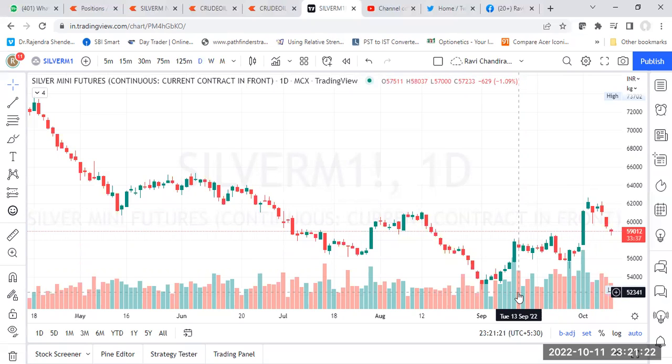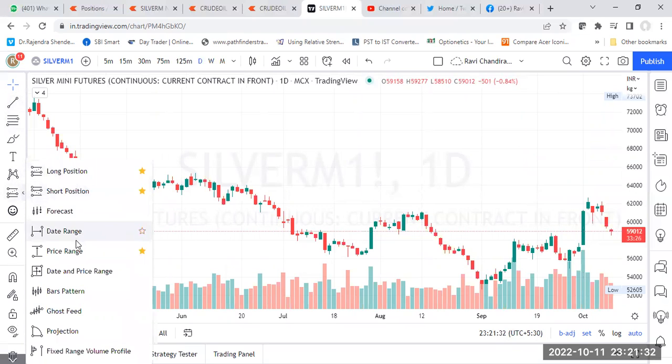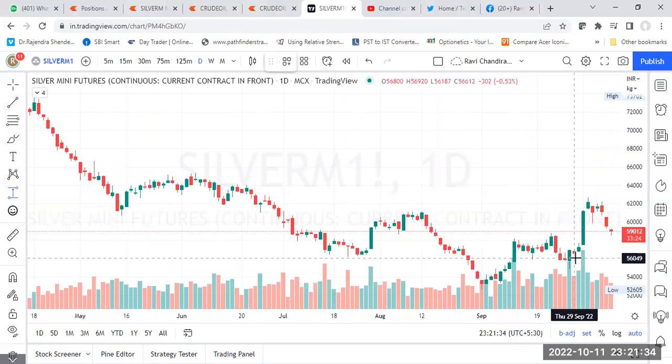Now, there are two things that can happen. The price can come down to this demand zone. If you see, there is a very nice demand zone here. Let me plot it for you. So here we have a very nice demand zone.